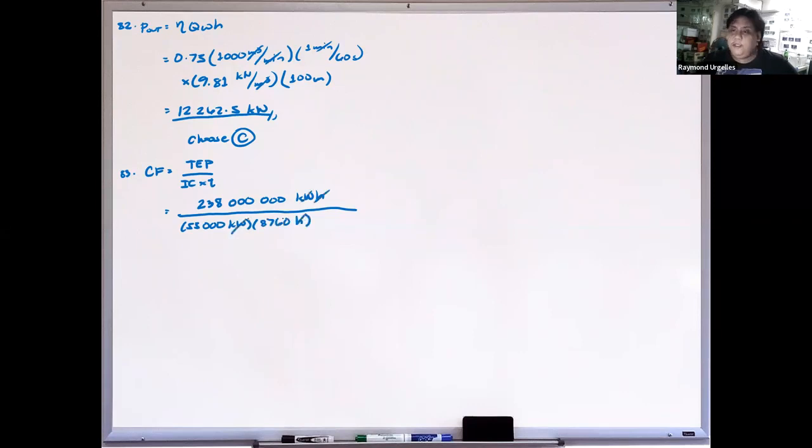So okay, this will be in kilowatt hour. Okay. So then, multiply lang natin ito ng 100 to get the percent value. Okay, kasi naka-percent yung choices. So you will get 49.4. Okay. So this is 49.4%. Okay, so this is letter A. Next number, 84.